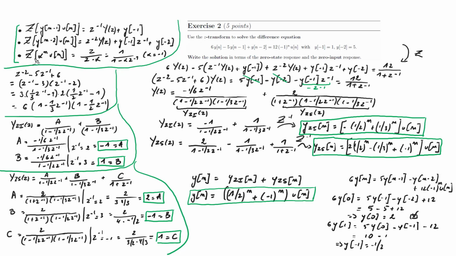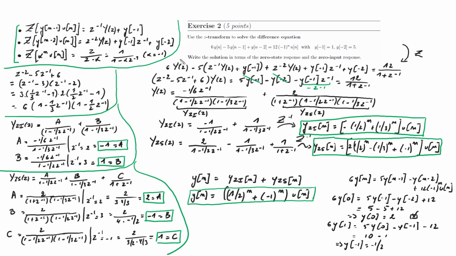Of course, if this is difficult for you, you can have a look in the course where this is explained in full detail. So now that we have everything that we need, we have to take the z transform of the difference equation.